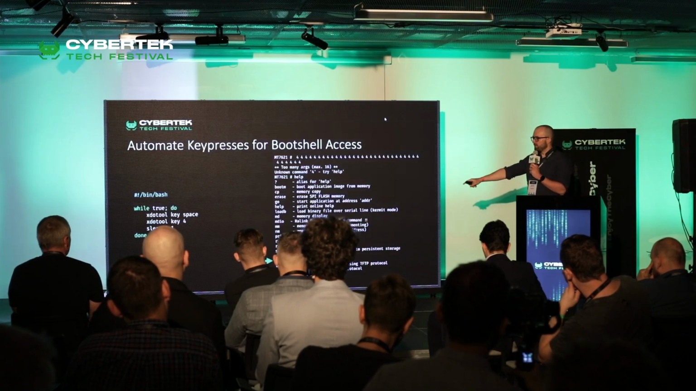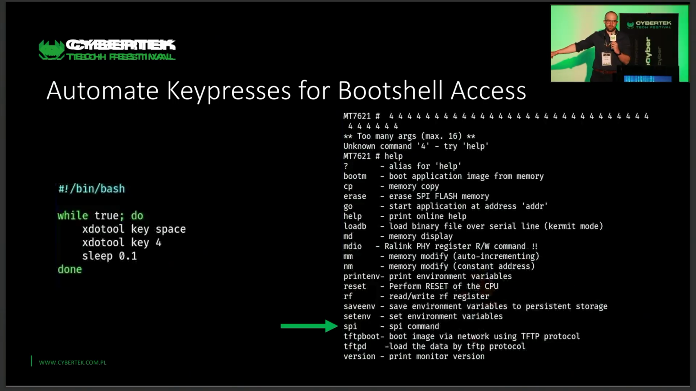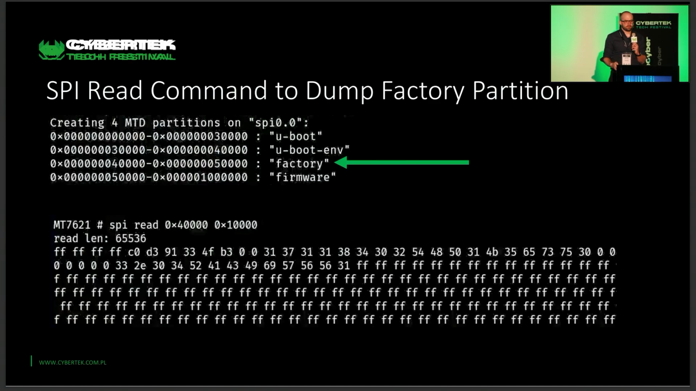But down here you see the SPI command, and with the SPI command we can directly access the non-volatile flash memory, which is where the firmware is stored. And remember, we were going for the factory partition.